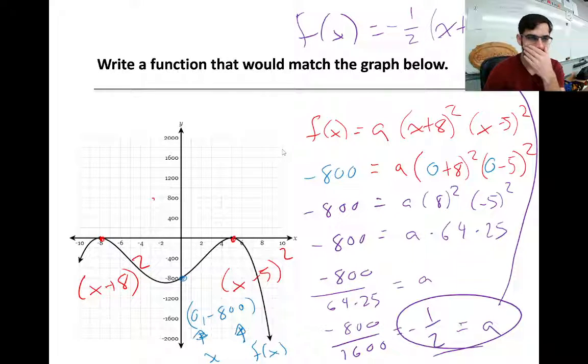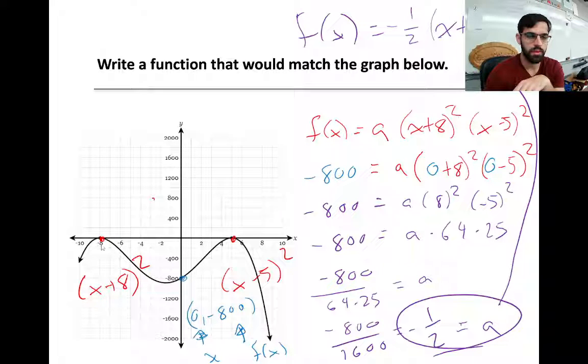Okay, some more examples. Say here is the graph of a polynomial function, and we have to write a function that matches it. First thing we're going to do is identify the roots and pull the factors from there. We have 2 roots, one at -8 and one at +5. And the polynomial function kisses the x-axis but doesn't cross at each of those points. So each of those factors is going to have a multiplicity of 2.